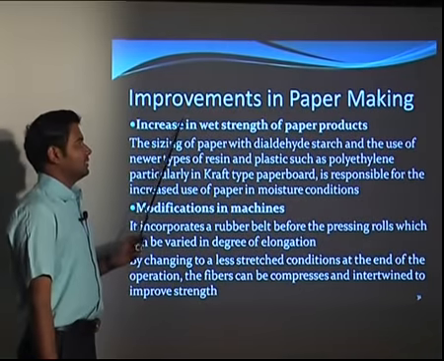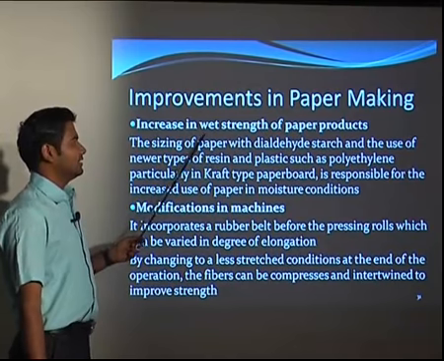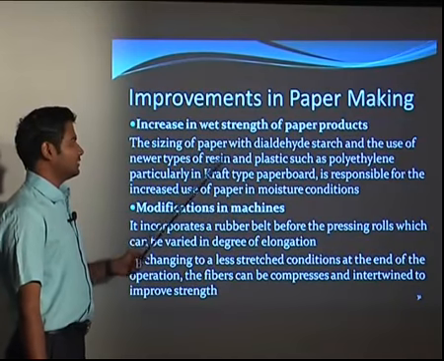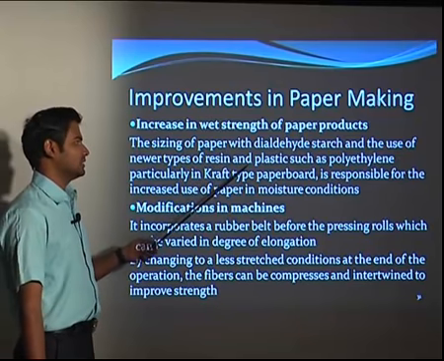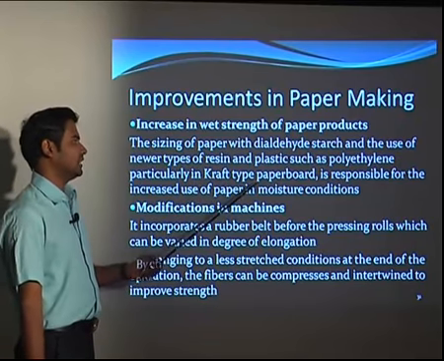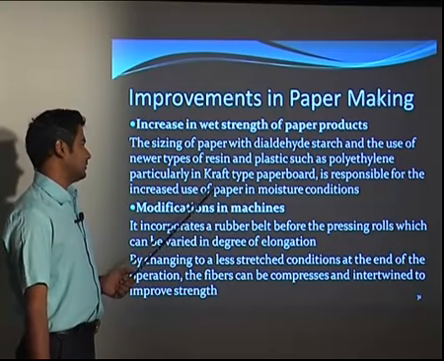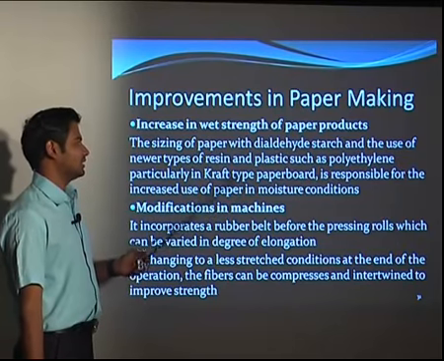Improvement in paper making: increase in wet strength of paper products. The sizing of paper with dye hard starch and the use of newer types of resin and plastics such as polyethylene, particularly in kraft type paperboard, is responsible for the increased use of paper in moisture conditions.